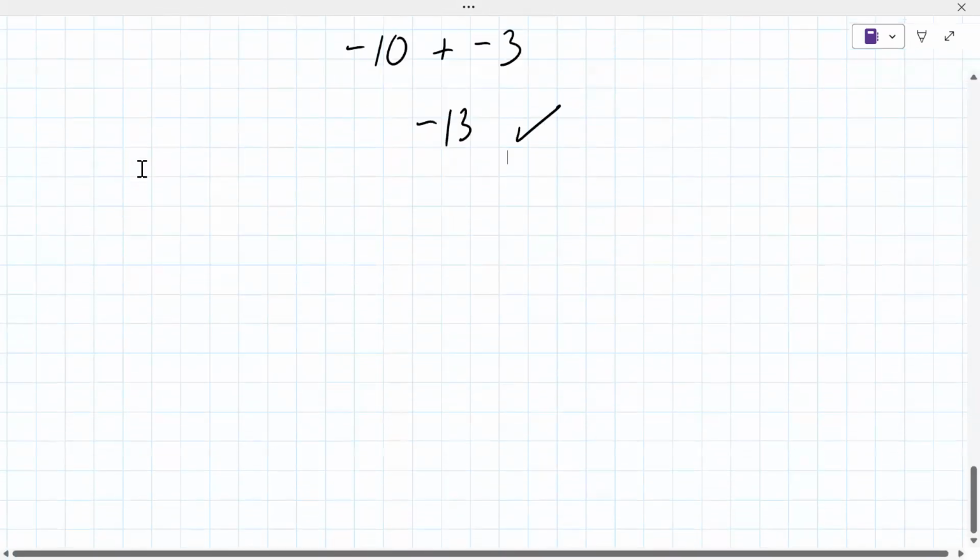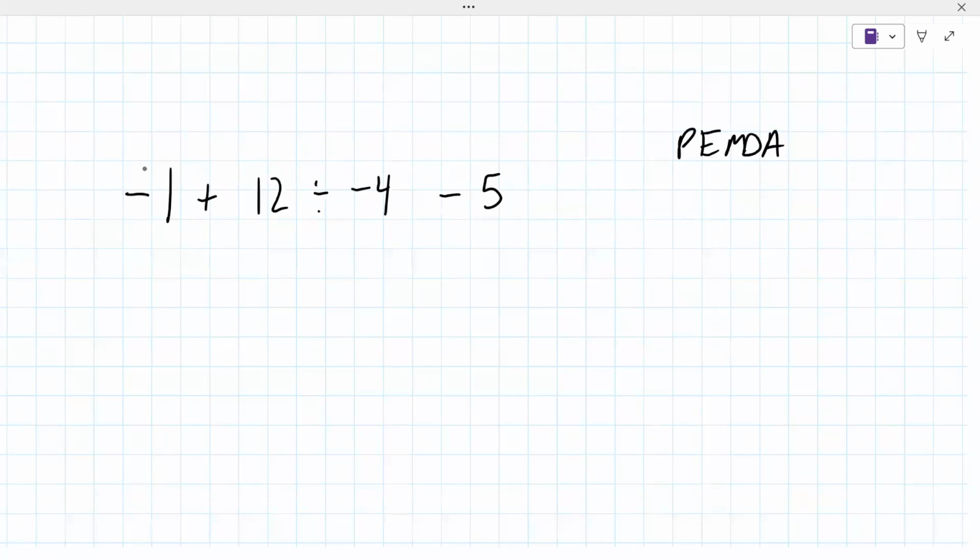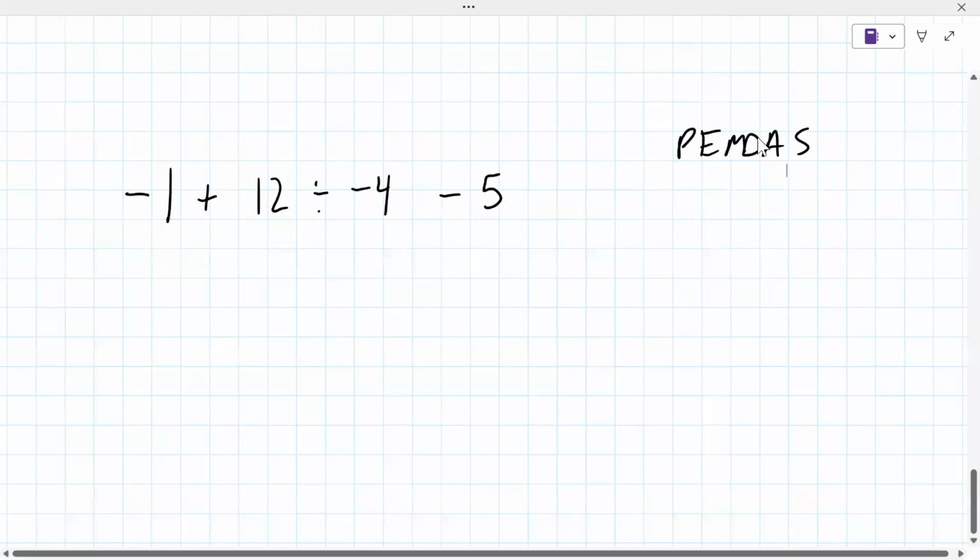Afraid to introduce more stuff because we're just still not getting all the way down. Let me try this in there. -1 plus 12 divided by -4 minus 5. Tell me the math operations you see. Which of these do you see in this list? In this problem, which ones do you see in the letters that we're using?